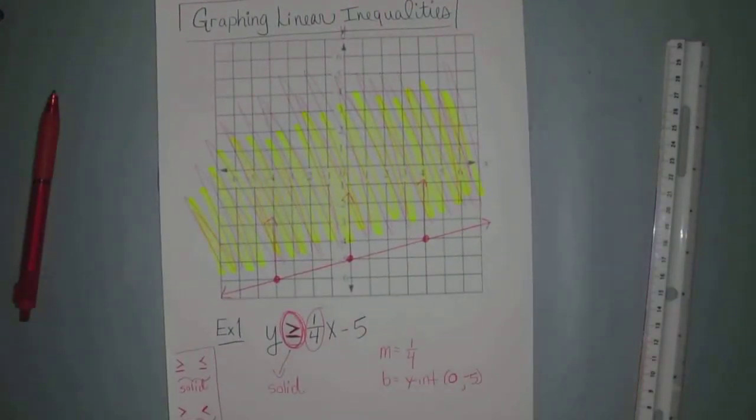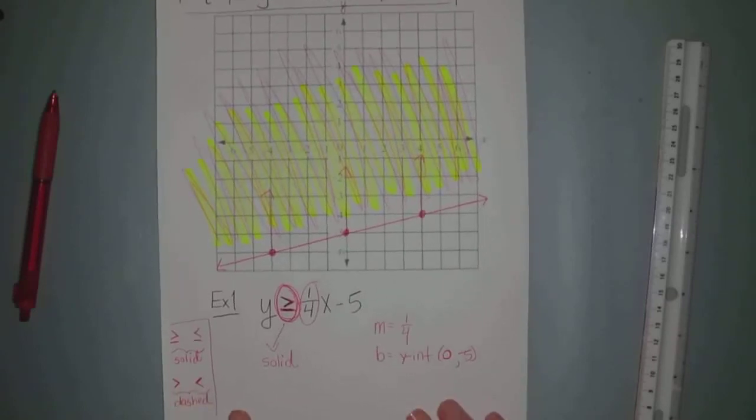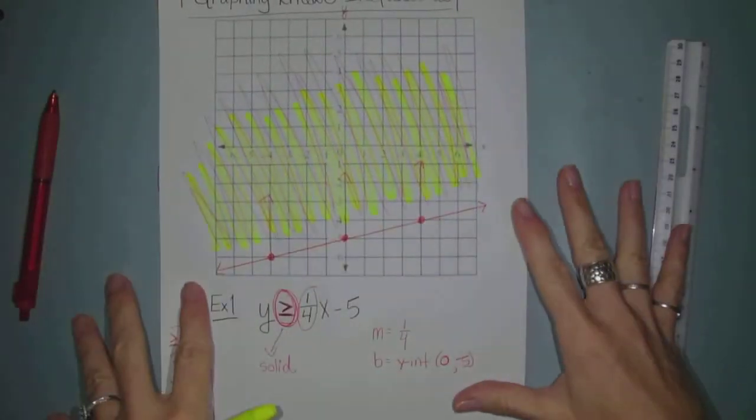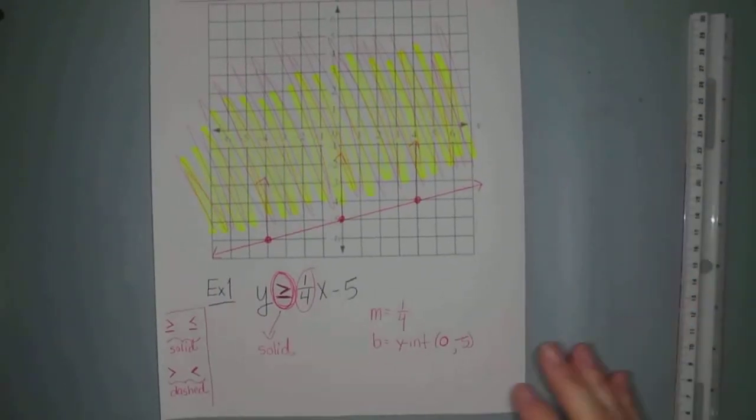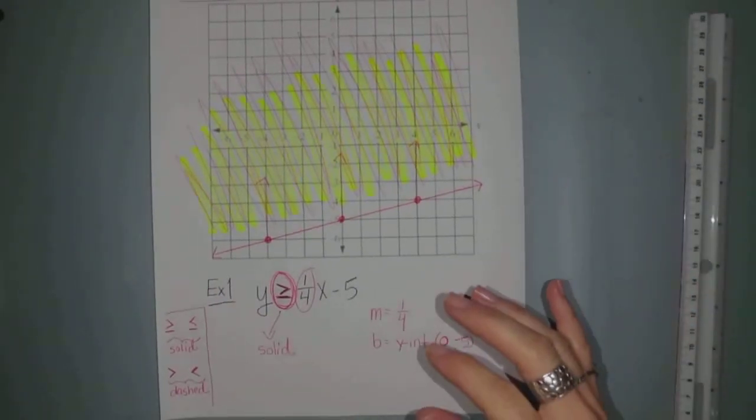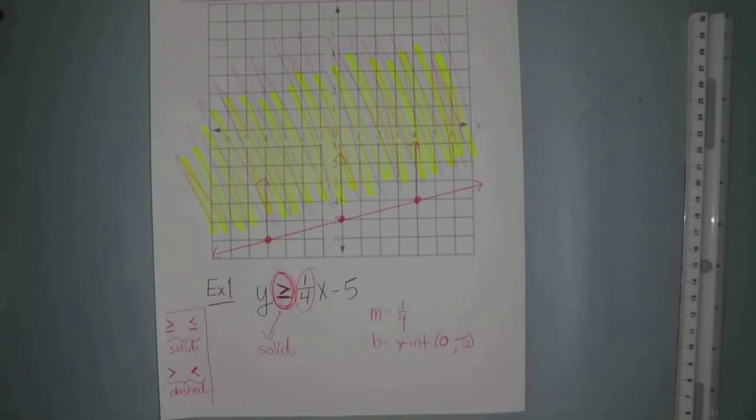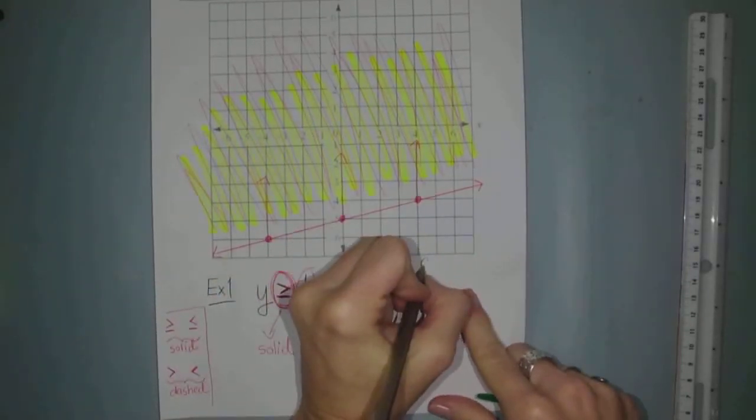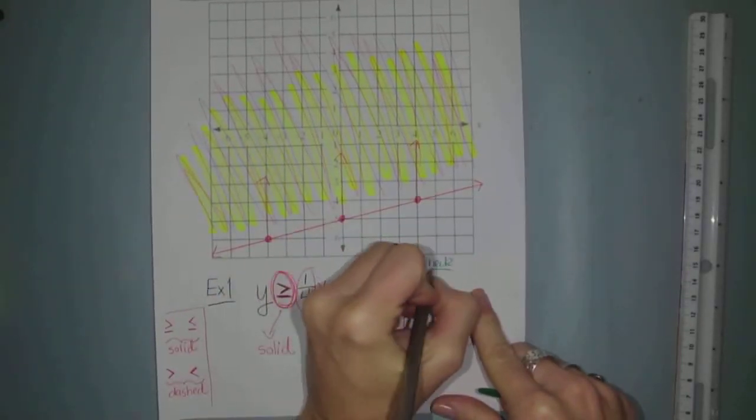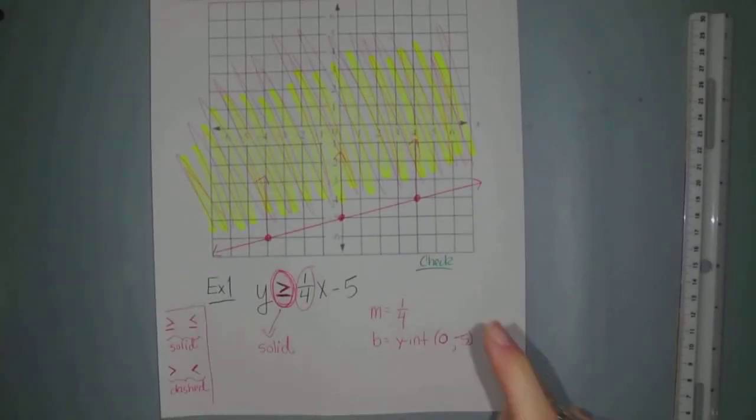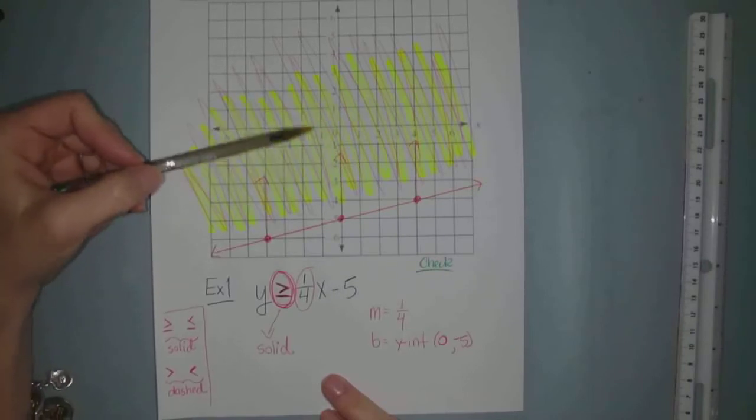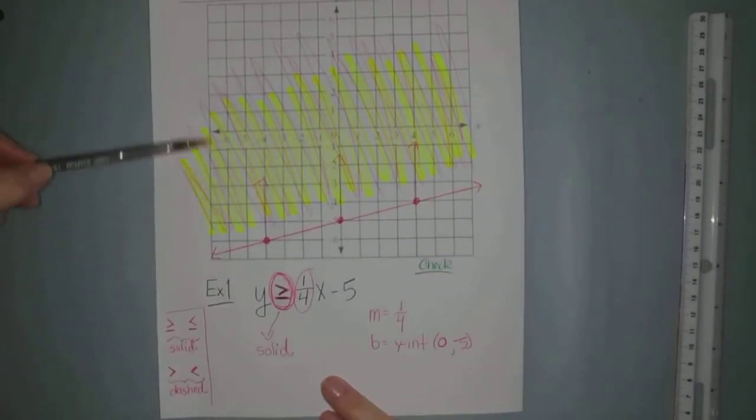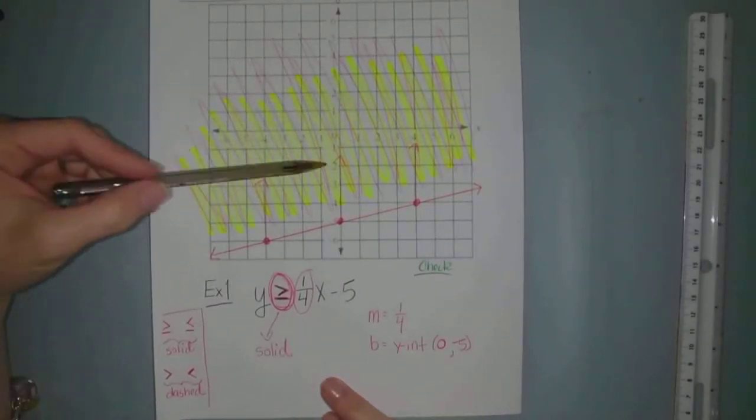Okay, now I won't do this on every example, but for this example, let's analyze our result. So the idea is this, everybody. If you wanted to check your work, what you would do is you would pick a point that is in this area, in this shaded area.